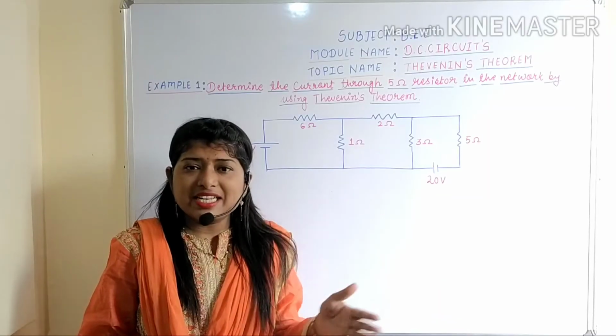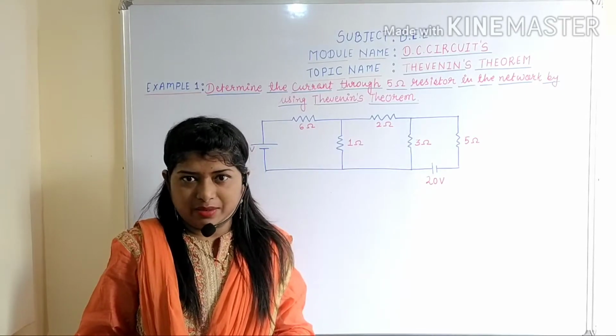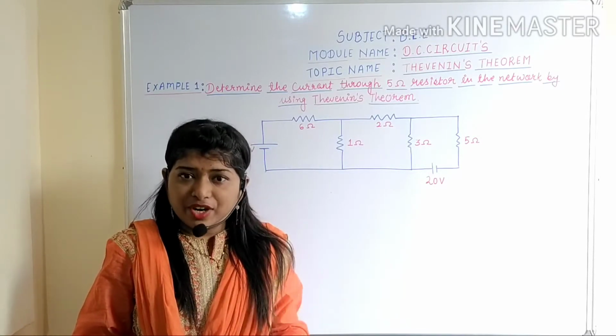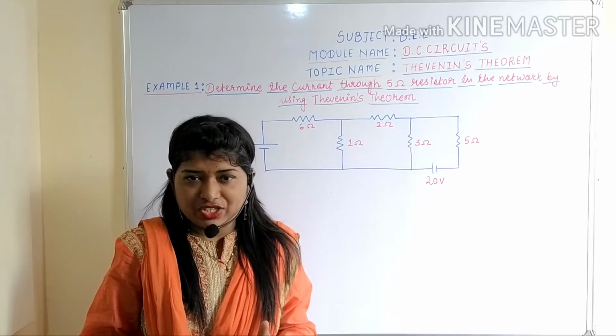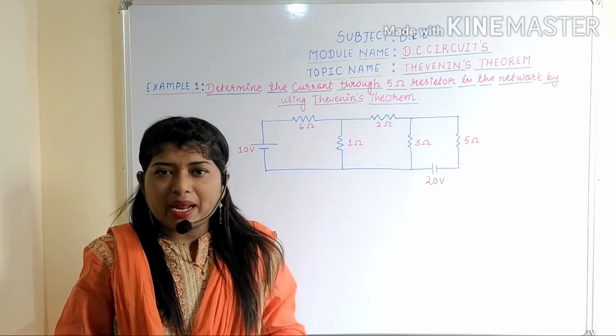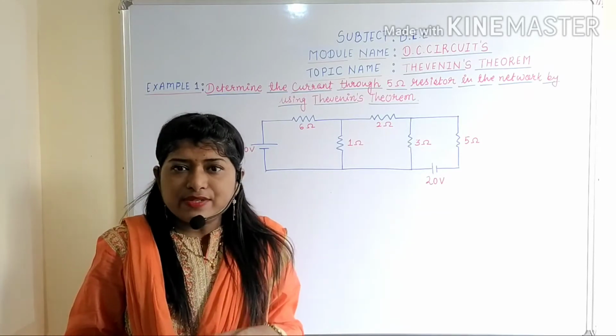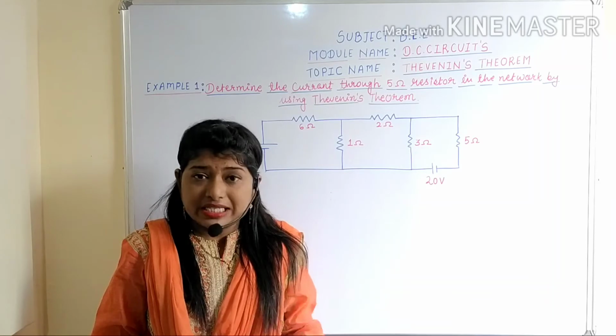Good morning all. In the last lecture we studied four important parameters related to Thevenin's theorem. The first one was VTH, that is Thevenin's equivalent voltage. The second important parameter is RTH, which stands for Thevenin's equivalent resistance.